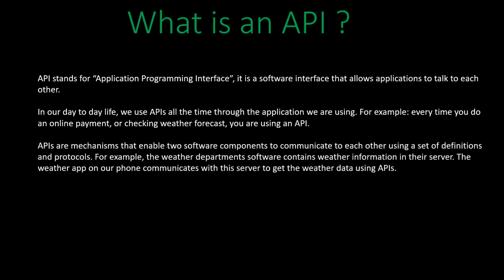APIs are mechanisms that enable two software components to communicate with each other using a set of definitions and protocols. For example, the weather department software contains weather information on their server. The weather app on our phone communicates with the server to get the weather data using APIs.